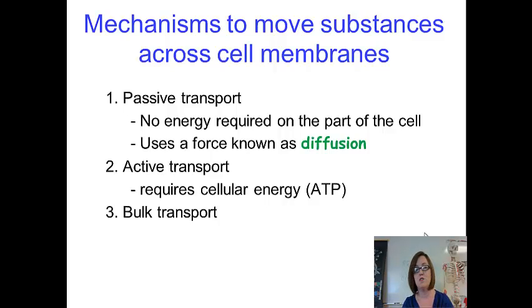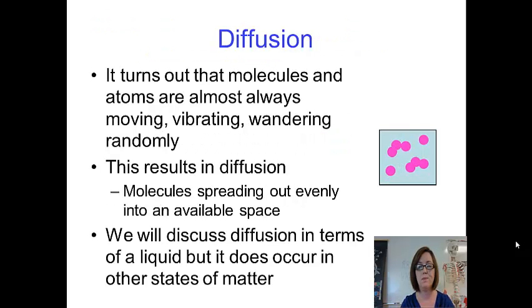Active transport implies you're supplying a lot of energy. You're very active, right? So active transport is when the cell is actually using its own supply of ATP energy to move something across the cell membrane. And then we have bulk transport. Bulk transport is technically a type of active transport because it does require energy on the part of the cell. But as the name suggests, we're transporting things in bulk, so moving lots of things into and out of the cell. So because it's so different from the other types of transport, we put it in its own category.